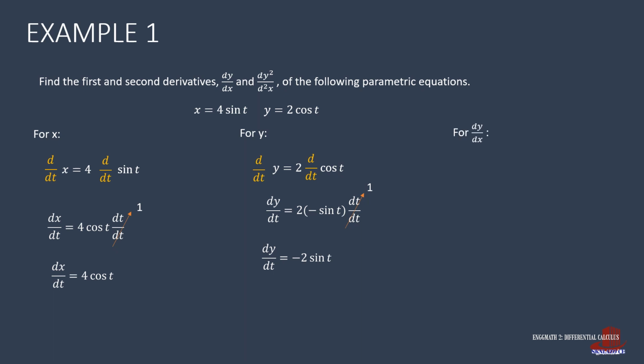Having both derivatives, we move on to take dy/dx, and that is to divide dy/dt by dx/dt, which is negative 2 sine t divided by 4 cosine of t, simplified as negative sine t over twice of cosine t. Again, note that sine over cosine is tangent, giving dy/dx as negative half of tangent t.